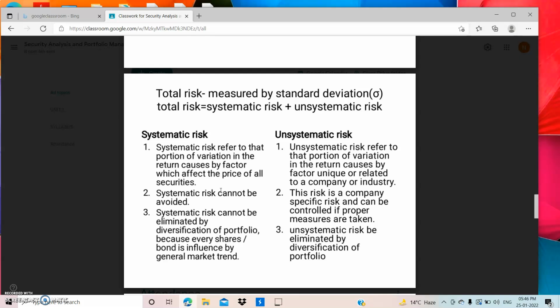That risk is so systematic that it cannot be avoided. That means even if you invest in any other industry, it would also have affected it. So systematic risks are those risks which you cannot avoid. Systematic risks cannot be eliminated.